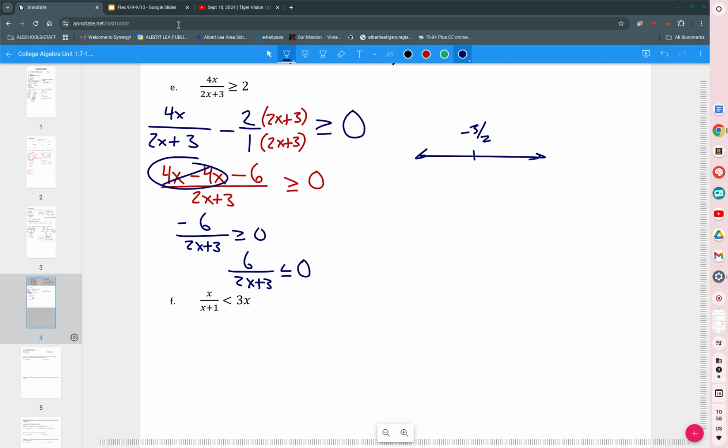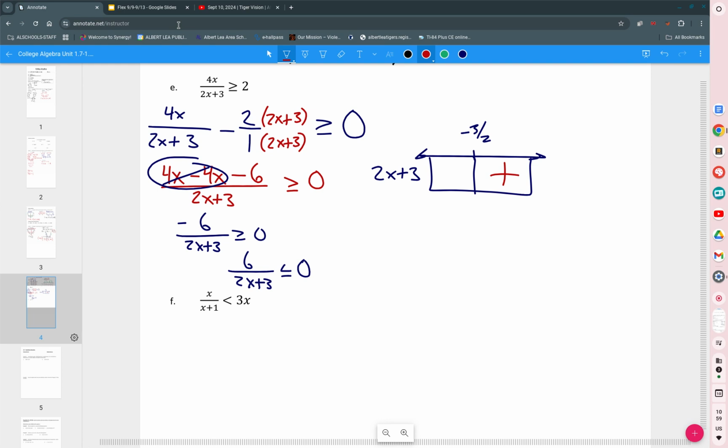All right, I have one number up here, so how many columns do I have? 2. I have 1 row, and I put the 2x plus 3 there. Ben, give me a number to the left of -3/2. Okay, come on with a number to the left of -3/2. 0. That will be to the right. We'll do the right one. 0 plus 3 is positive.